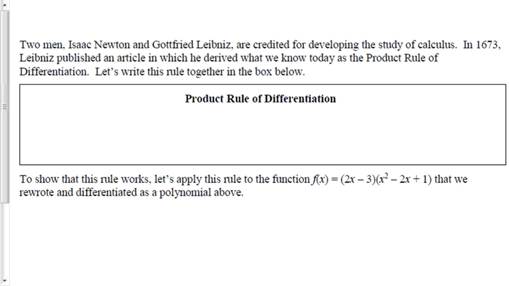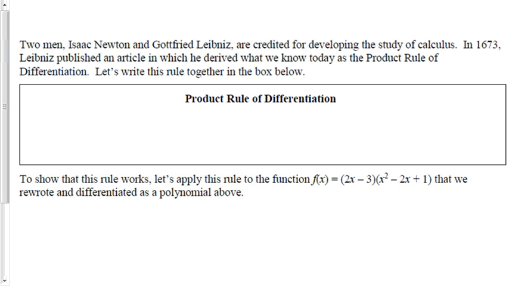Okay, and going back to our Day 1, Day 2 stuff, we looked at some of the famous math people that had a part in mathematics, but more specifically calculus. Obviously, the two biggest ones were Newton and Leibniz. So two men, Isaac Newton and Gottfried Leibniz, are credited for developing the study of calculus. In 1673, Leibniz published an article in which he derived what we know today as the product rule of differentiation.